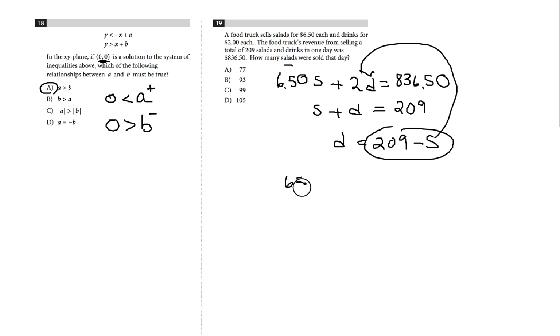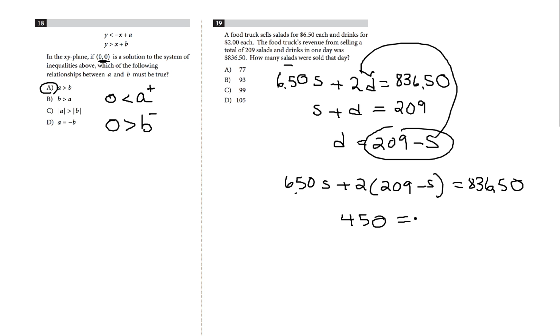So I got $6.50 S plus 2 times 209 minus S equals $836.50. And if you solve this whole thing, we're going to get eventually 450 equals, I can't really read my writing right now, we're going to get 93.